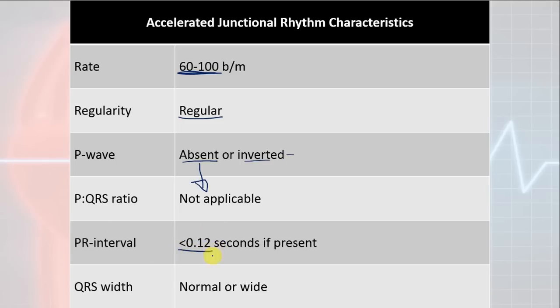The QRS is going to be normal or it's going to be wide depending on the ventricular depolarization patterns. Remember, the problem with this rhythm is that it's above the ventricle, so the QRS width has nothing to do with the origin of the rhythm itself.